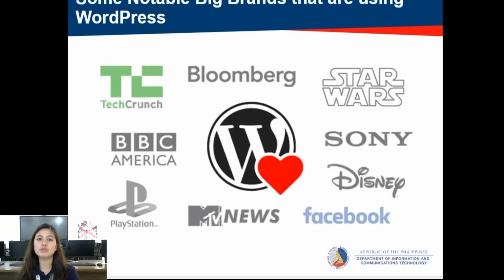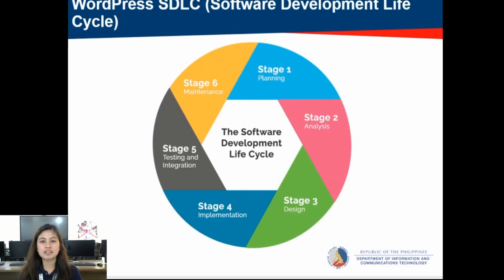Here are some of the notable big brands that are using WordPress. We have TechCrunch, Bloomberg, BBC America, which focuses on the cable network. We have Star Wars, Sony, Disney, MTV News, and of course, Facebook. WordPress SDLC has 6 stages. First, we have planning, analysis, design, implementation, testing, integration, and maintenance.